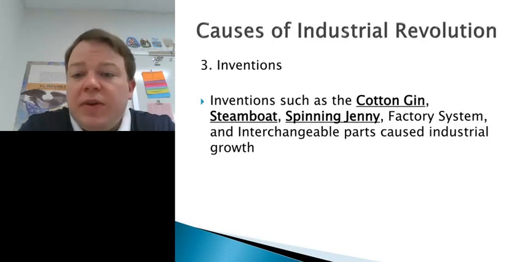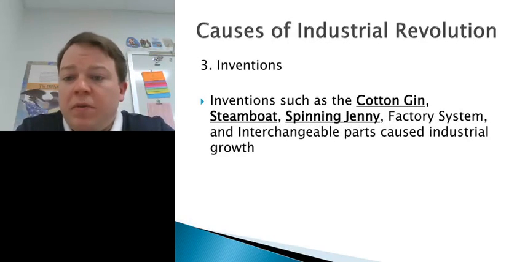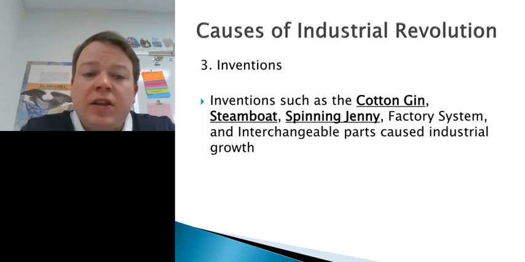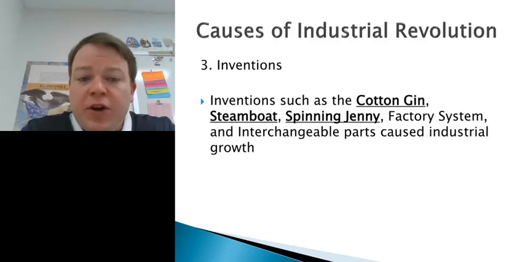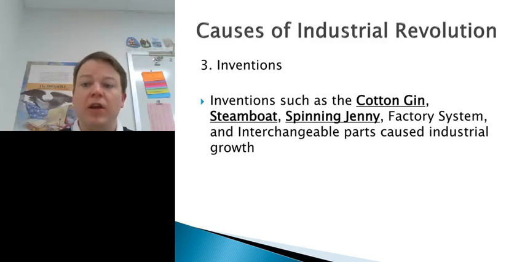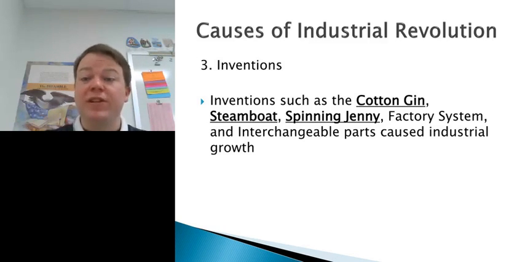Inventions. This is also going to be a time of many inventions, which we're probably going to talk about a little bit more on Wednesday. These inventions are going to be things like the cotton gin, the steamboat, the spinning jenny, our factory system, our interchangeable parts. They are all going to go hand in hand to allow us to build more factories and then use factories to make these things.